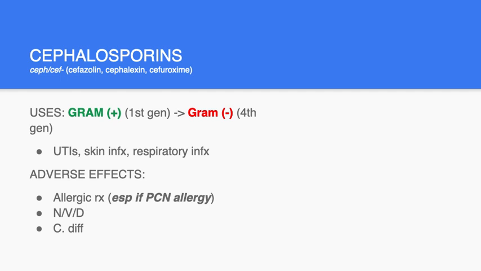Some adverse effects include allergic reactions, especially if the patient is allergic to penicillin. We want to really ask them about their allergies, and if you see that anywhere on the exam, I would kind of just veer on the side of being safe and not picking this one if they are allergic to penicillins. We also have nausea, vomiting, diarrhea, and C. diff in some cases.